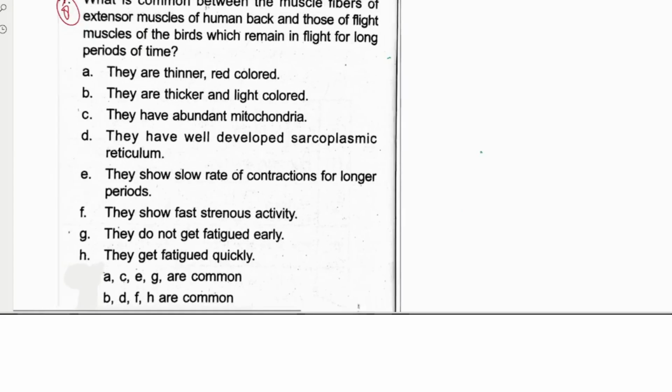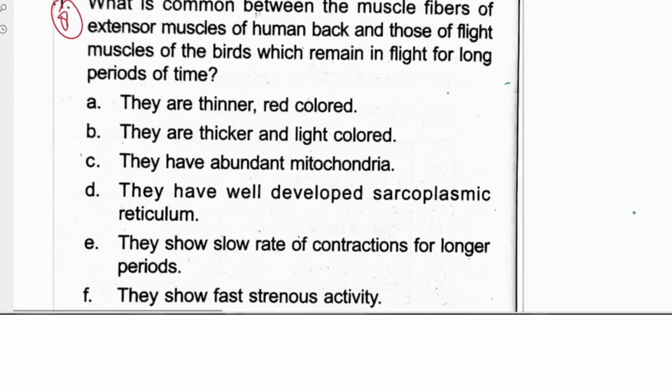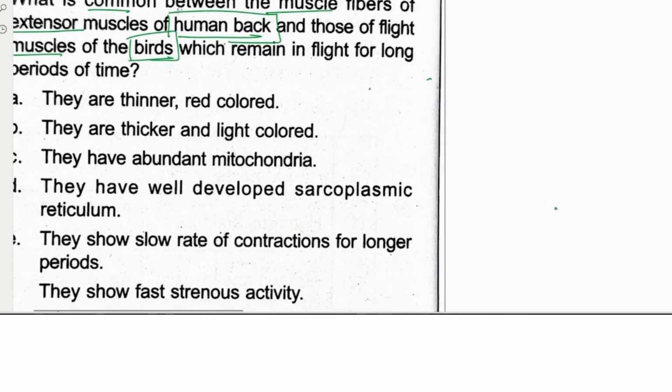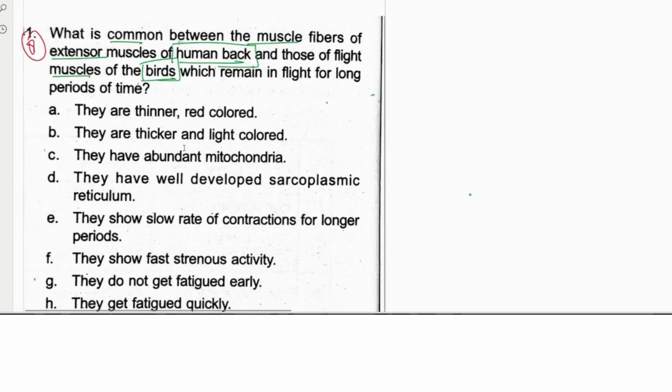Now let's see question number 8. Very important question, like this question you can get. I will show you how to solve this type of question. They are asking what is common between the muscle fiber of the extensor muscles of the human back and those of the flight muscles of the birds. Means in the birds and the humans. We know we are human, we have two types of muscles, right? Slow twitch muscle or fast twitch muscle.